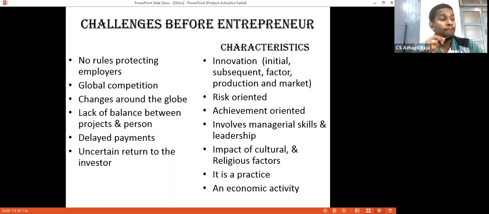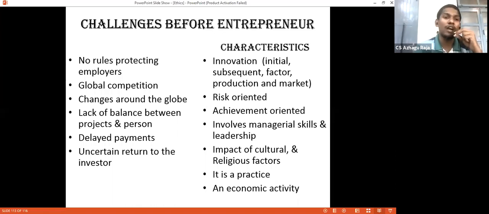When you start up a business, entrepreneurs are not coping up with a new idea, and they are not identifying the opportunities. People are not ready to take up entrepreneurial activity because they have an inherent fear of risk and delayed payments. When you are starting up a business, you will get your profit later, and there is already a problem when you supply material and get a delayed payment. That is the reason persons are not ready to take up entrepreneurial activities. Uncertain return to the investors.